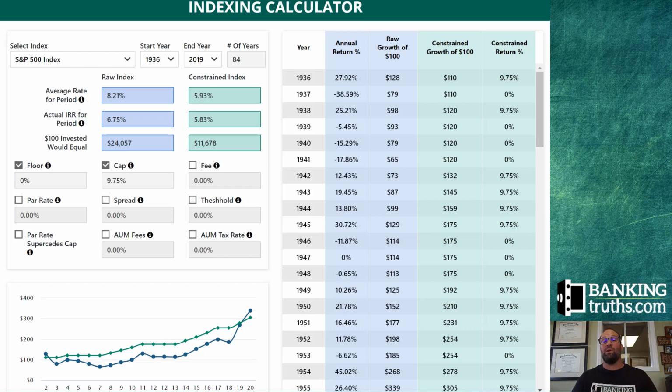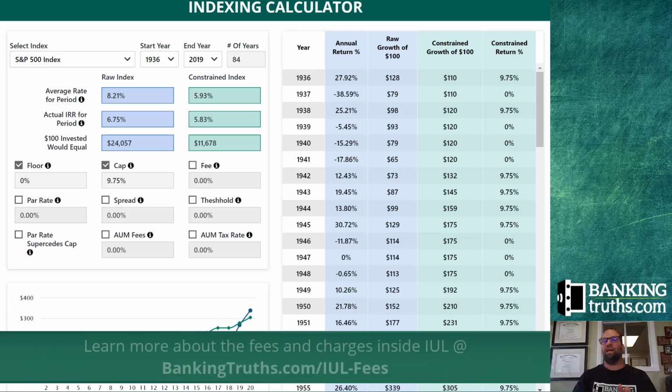But costs are a different story. It's actually a totally different video. If you're interested in looking at IUL charges, go to this video here. Let's just explore devoid of charges, testing and measuring different index crediting strategies.